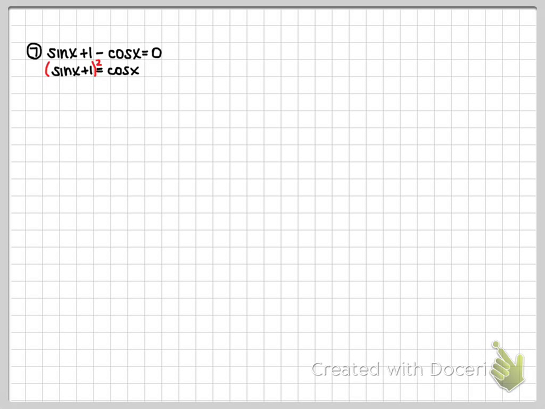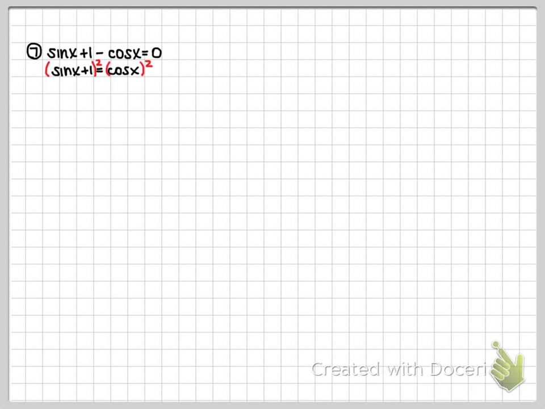Now, there is a downside to this. Whenever you do this, there's a possibility that you are creating solutions that aren't true to the problem. They're called extraneous solutions. So you need to check and see if they actually apply to the original question when you're done. So if you ever square or multiply by trig that wasn't there in the first place, you have to check your solutions at the end. Otherwise, you should be fine. So let's go ahead and square this out.